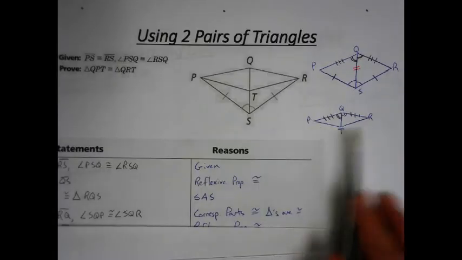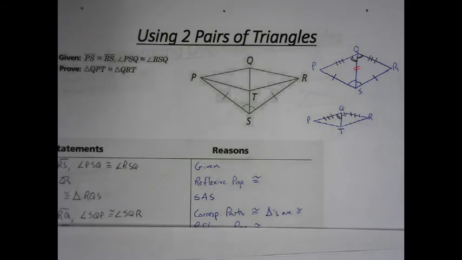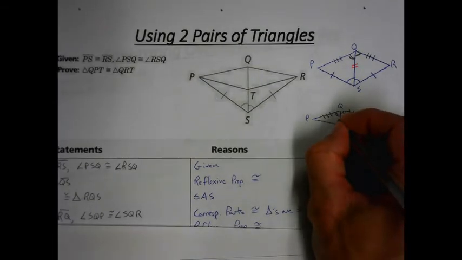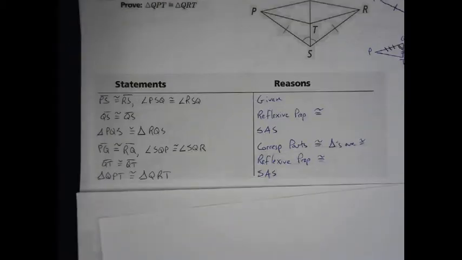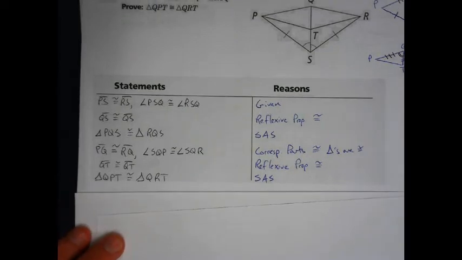So if I'm proving these two triangles congruent, I'm missing one piece, right? You better see it. QT, there it is. QT, reflexive property, and the triangles are congruent by side angle side. We've got that finished. Okay?